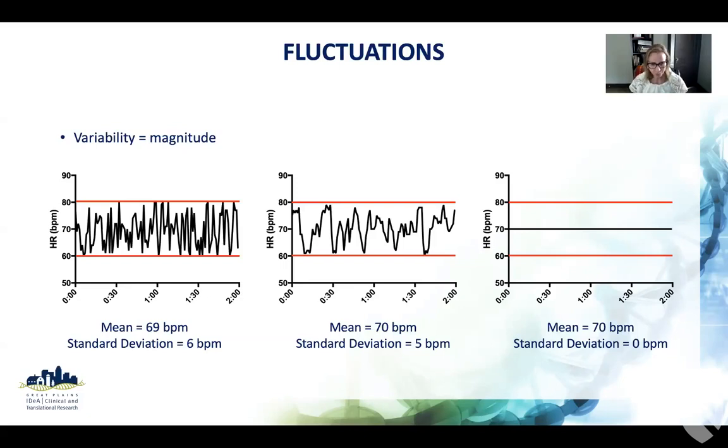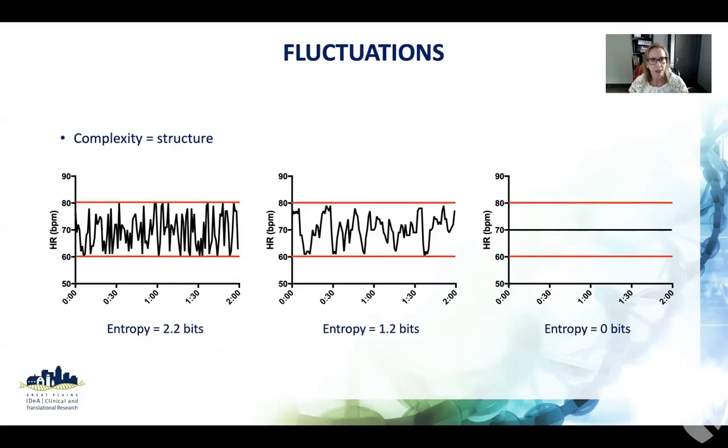So this might not provide enough clinical information, just having information about the variability. That just might not provide enough because you can tell that the middle one and the left one are quite different from each other, but the values that you're getting out are quite the same. So if you go on to the next slide, another way that we can look at the fluctuations is the complexity, or what is the information that you're gaining within the fluctuation.